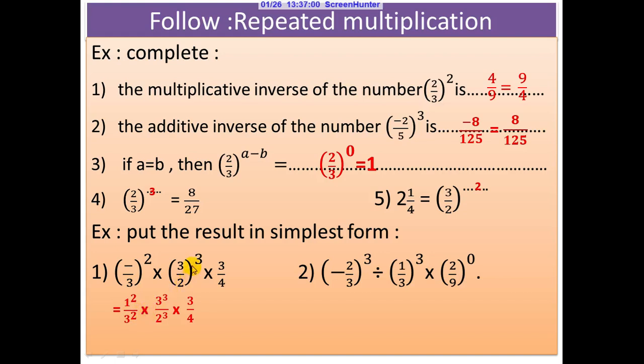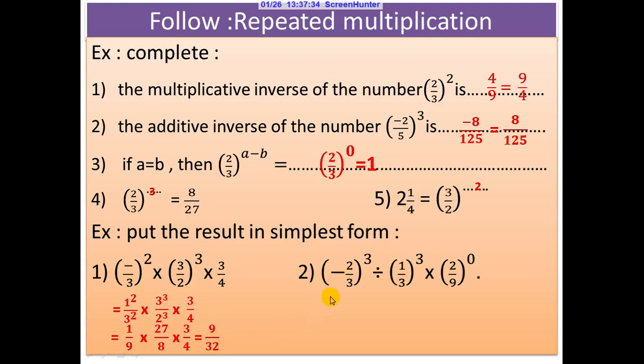Multiply, by doing the same steps, distribute power 3 above 3 over 2. It will be equal to 3 raised to power 3 over 2 raised to power 3. Multiply by 3 over 4 like that. And by calculating each one, 1 raised to power 2 over 3 raised to power 2 will be equal to 1 over 9, multiplied by 27 over 8 multiplied by 3 over 4. Final answer, it will be equal to 9 over 32.